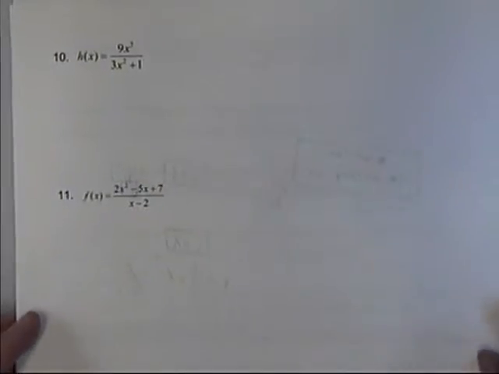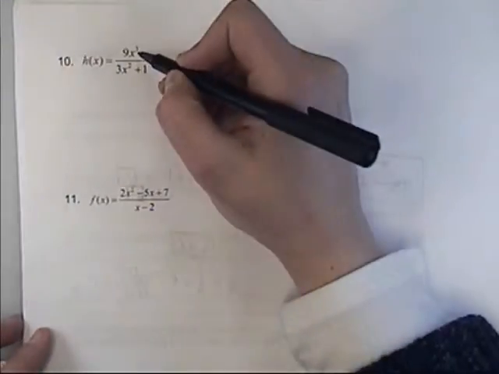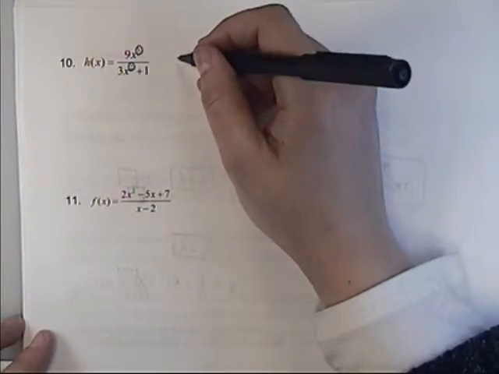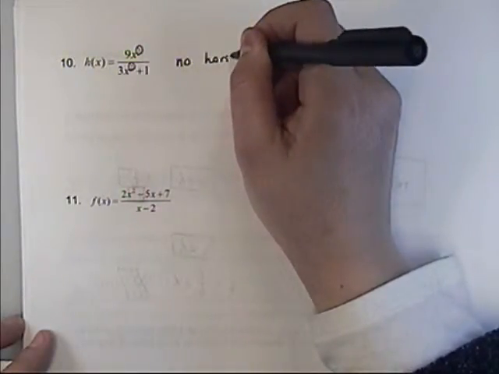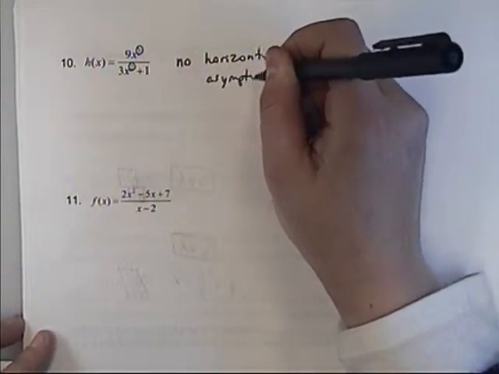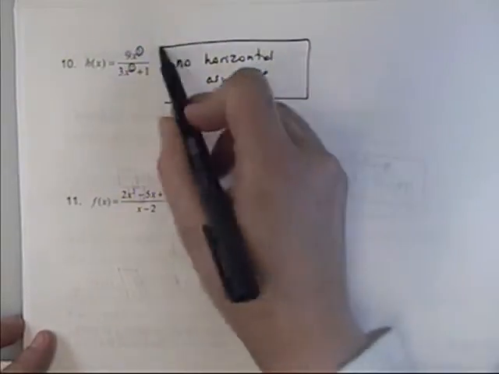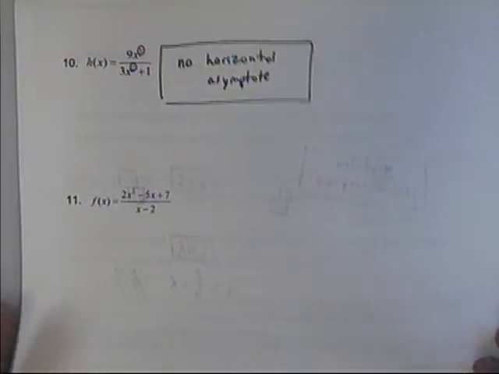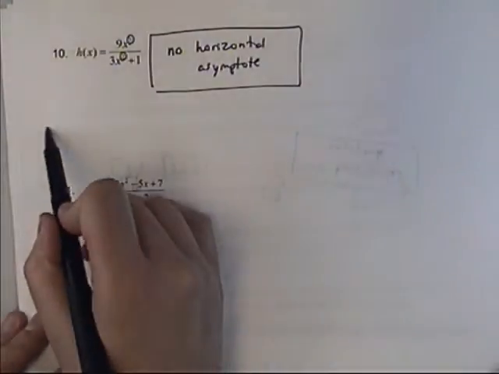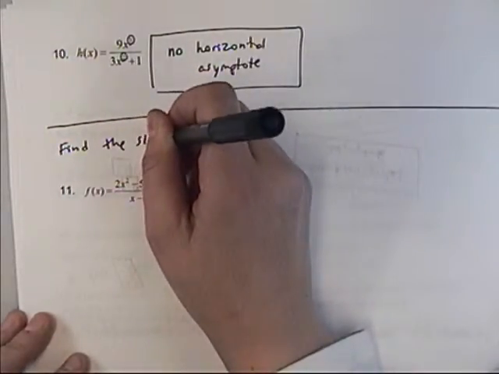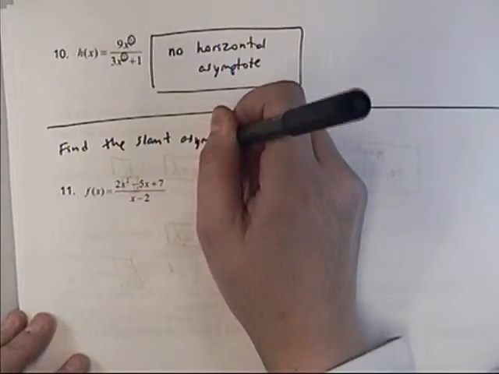Okay. Again here, there is no horizontal asymptote because this is a third degree and that's a second degree. So this would be no horizontal. It's actually going to be a slant asymptote. And now I'm going to finally show you how to find a slant asymptote. Number 11, if they actually want you to find a slant asymptote, and the directions are a little different here, so I'm just going to write them out. Find the slant asymptote.